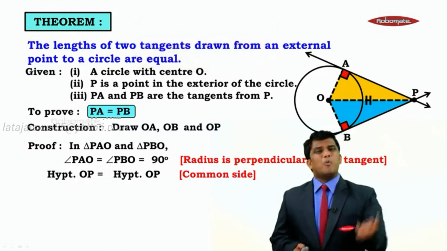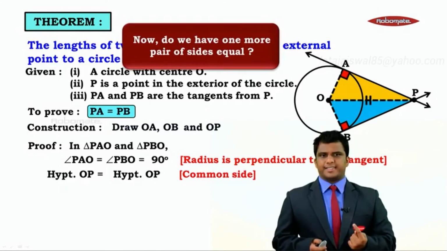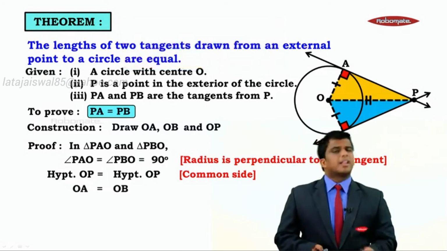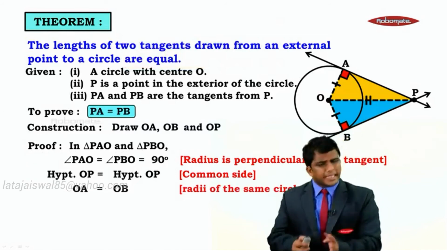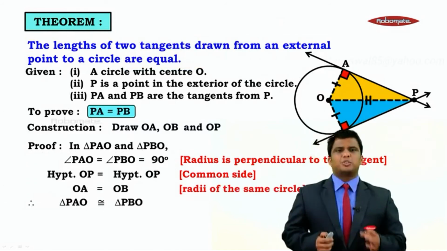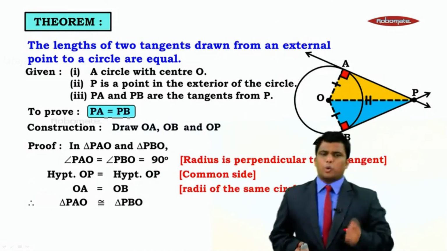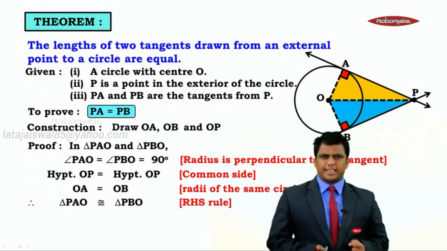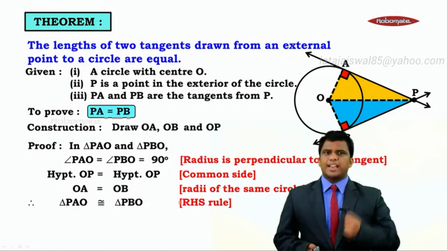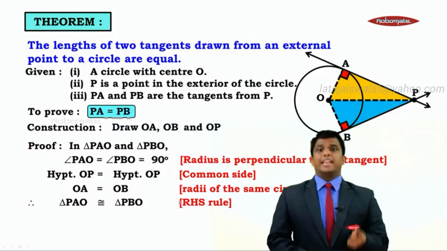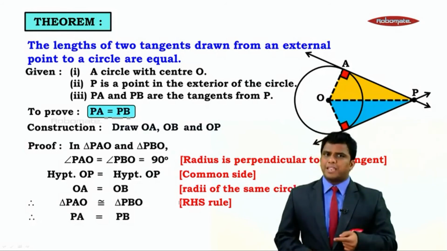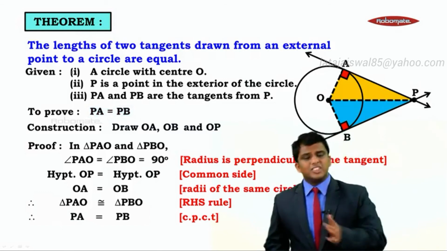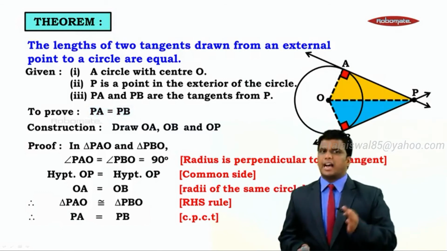Further, do we have one more pair of congruent sides? Yes, we have OA and OB to be equal. You know why? Because they are radii of the same circle. That means these conditions are sufficient to say the two triangles, triangle PAO and triangle PBO, are congruent by the RHS rule. Now what happens if two triangles are congruent? We know if two triangles are congruent, the corresponding parts are also congruent. From that we can say PA equals PB. The reason is CPCT. Hence, the lengths of the two tangent segments drawn from an external point to a circle are equal.